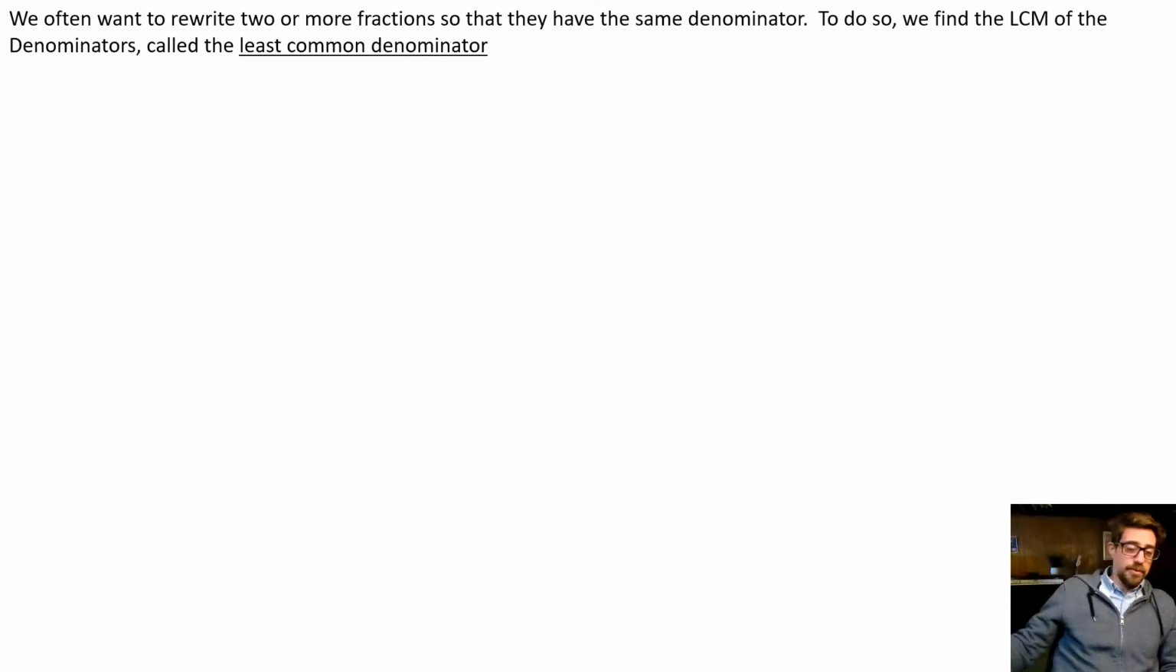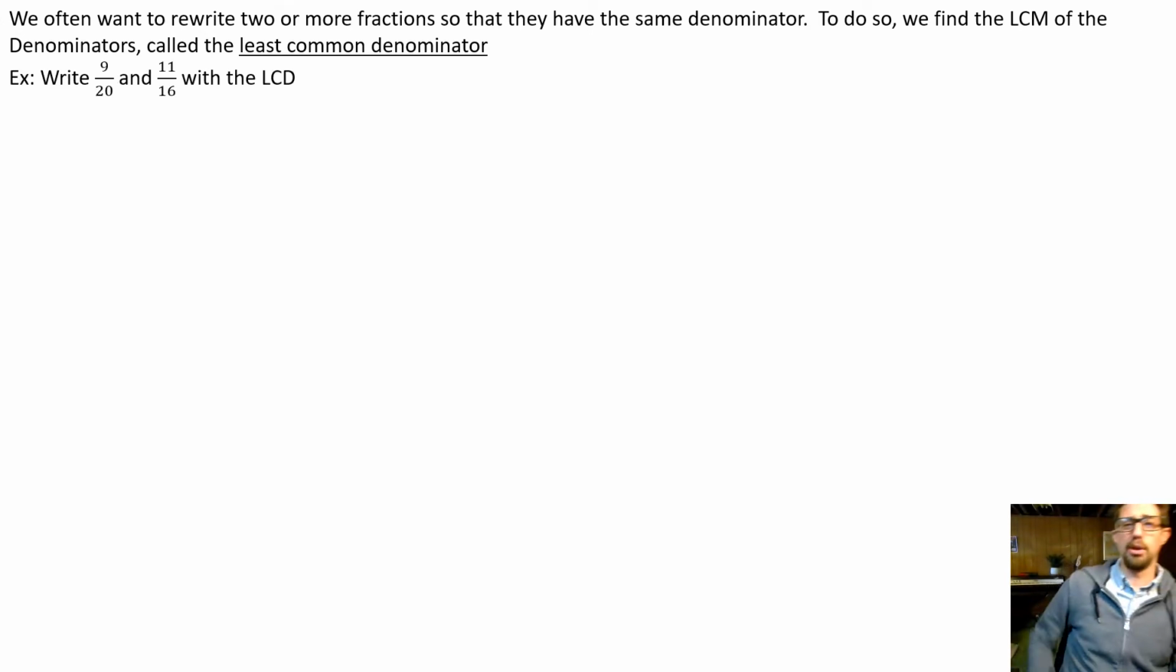Here's really why we're spending time with this. You probably know that when you add two fractions, you can only do that if they have the same denominator. So we're not even quite there yet. But if we're going to add two fractions that don't have the same denominator, we have to make them have the same denominator. So to do that, we need the least common multiple of the denominators, which is its own thing, so it gets its own term. It's called the least common denominator. Okay, the least common multiple of the denominators is called the least common denominator.